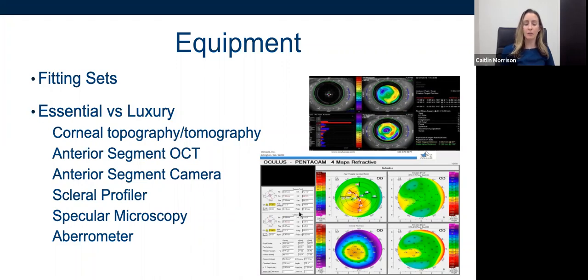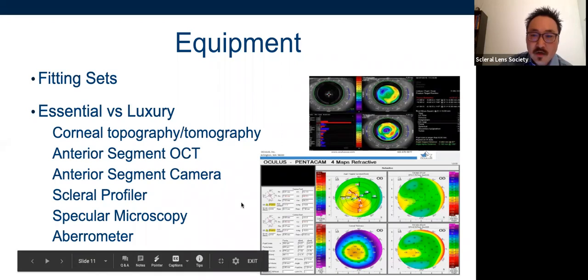The aberrometer would be something I would consider. If you're in a practice with ophthalmology and they're doing LASIK, they probably have an aberrometer. So maybe you would want to choose a fitting set for the scleral lenses that could incorporate wavefront aberrometry, because that would be something you already had in your practice, that you could 2-in-1 and get that extra special scleral lens fit.